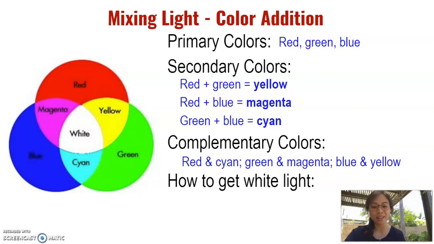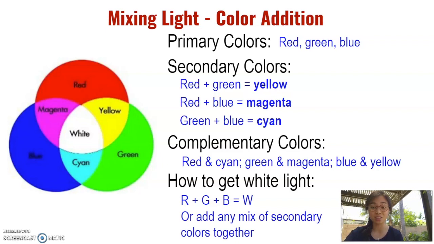Now, how do we get white light? Well, we mentioned this before. To create white light, we no longer need every single wavelength, but we just need to combine red, green, and blue light, because those are the three primary colors, and that basically captures every single color in between. However, to get white light, we can also do this. We can also combine the secondary colors, magenta, cyan, and yellow, to each other.